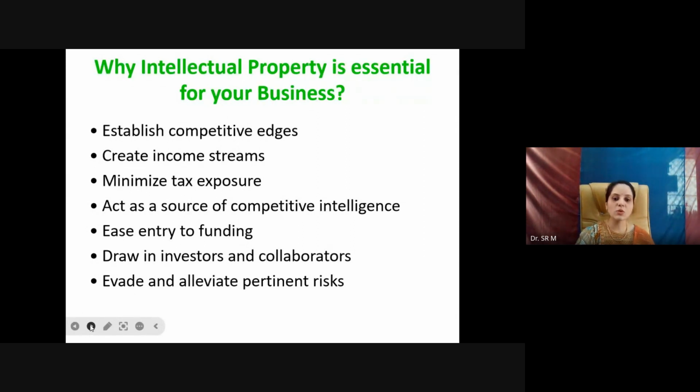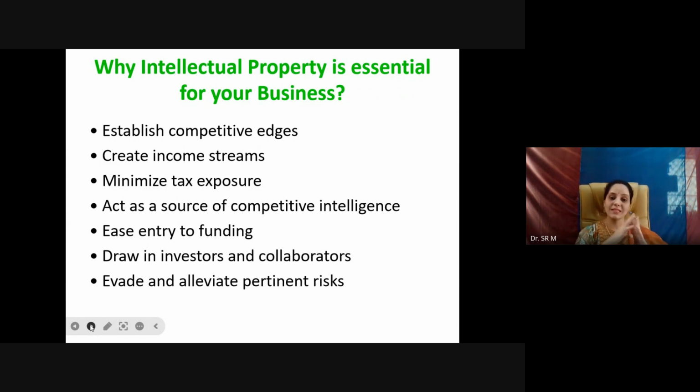Then it can also create income streams. How? Patents and licenses for your innovative products or processes can be monetized. You can allow others to make use of your IP in exchange for some fees, right? Thereby, you are trying to create additional revenue streams for your business.